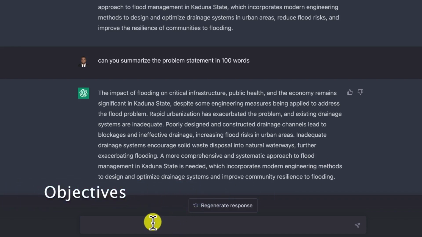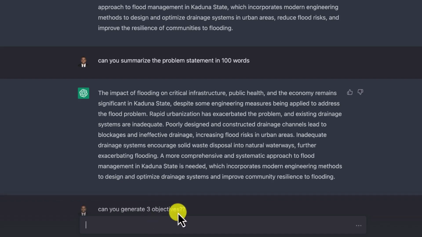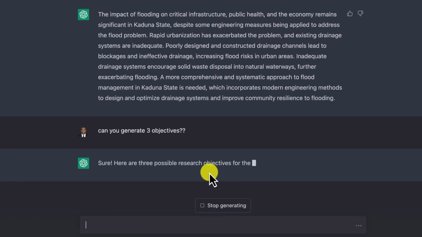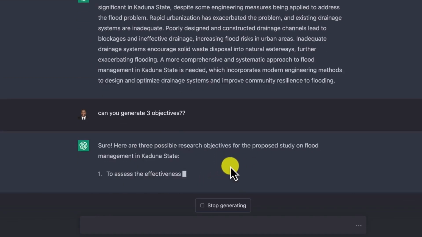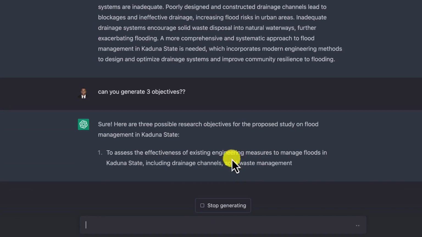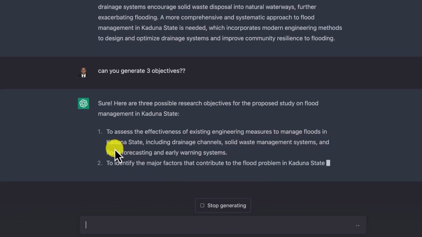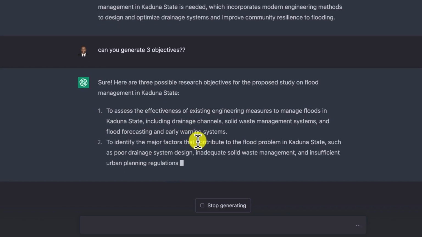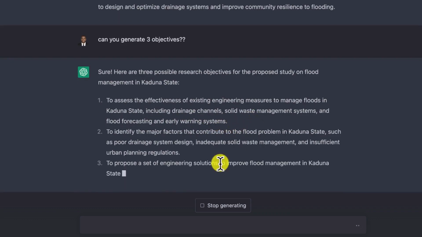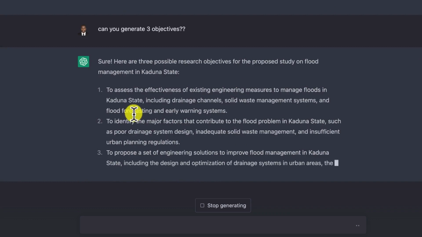Now, let's say, can you help us to generate 3 or 4 objectives? Can you generate 3 objectives? Because the next thing is objectives of the study. So can you generate 3 key objectives for us? Sure, there are 3 possible research objectives for the proposed study on flood management in Kaduna State. First, to assess the effectiveness of the existing engineering measures to manage floods in Kaduna State, including drainage channels, solid waste management systems, and flood forecasting and early warning systems.